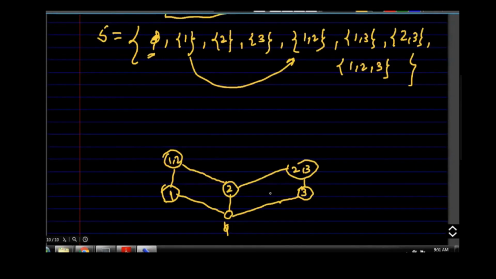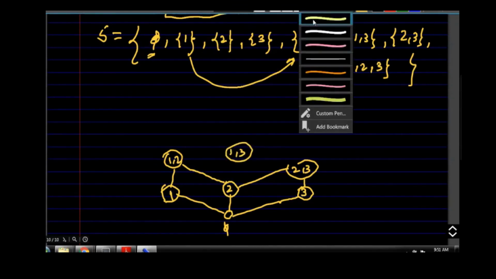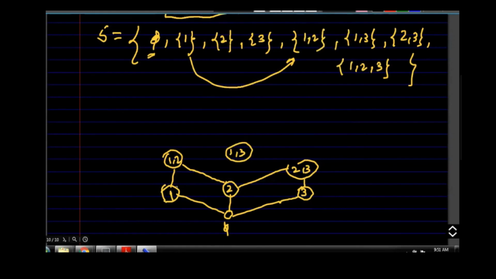So up to this we have done. Now one more element is remaining, that is 1 comma 3. So 1 comma 3 we will draw at the center, at the same level as these nodes. And which is the edge? It is from 1 to 1 comma 3, and it is from this 3 to 1 comma 3.